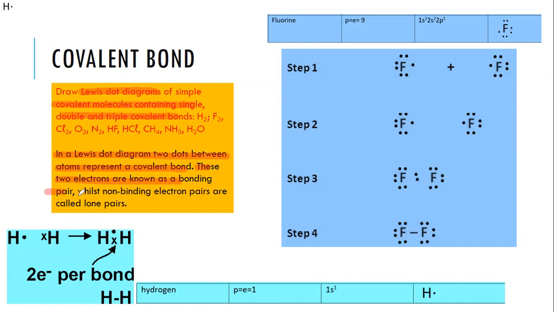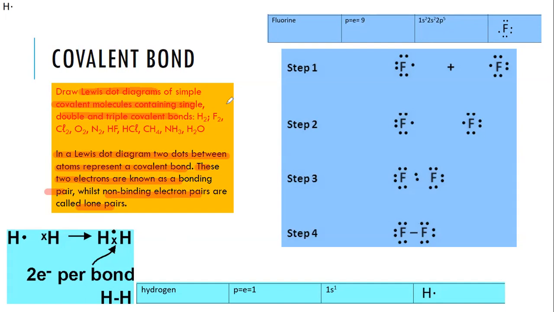There are other electrons that are not involved in the bonding. They are not shared between the atoms. Still they're around the atoms. Those non-bonding electrons are called lone pairs. So let's look at one example.